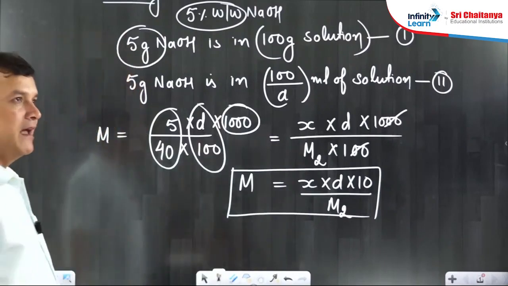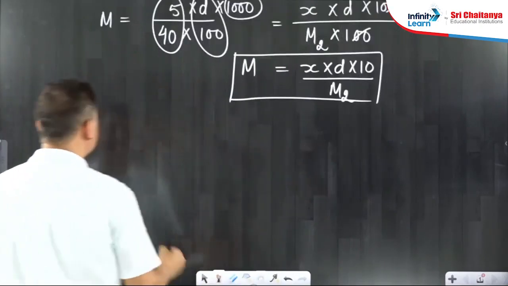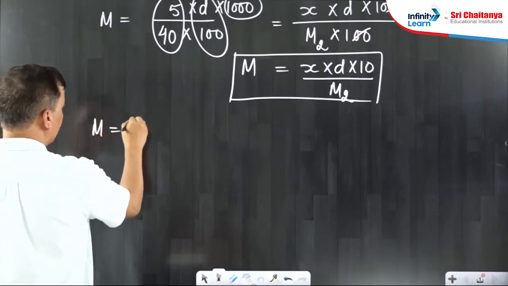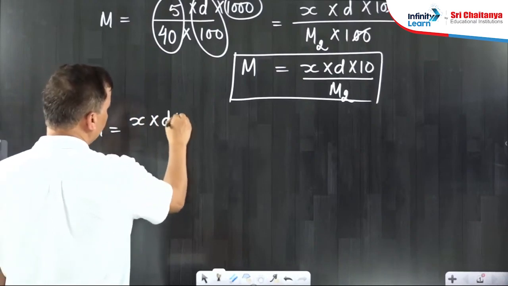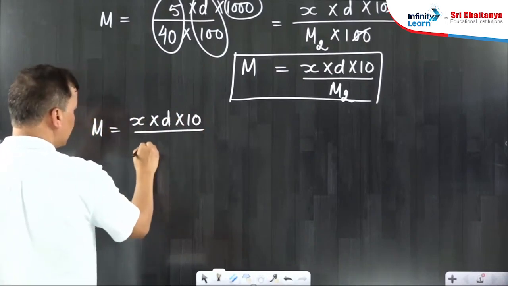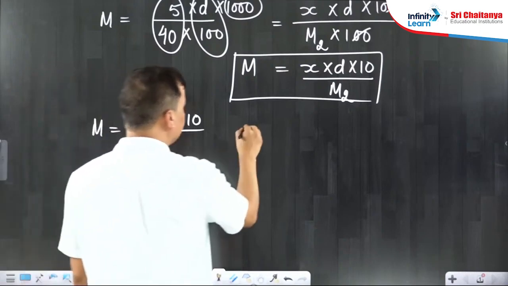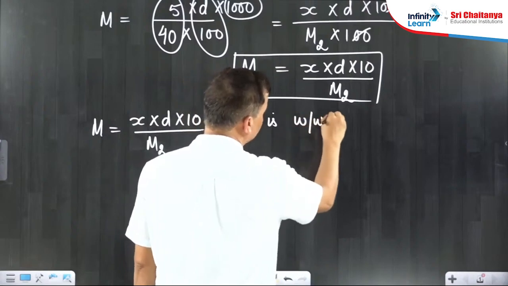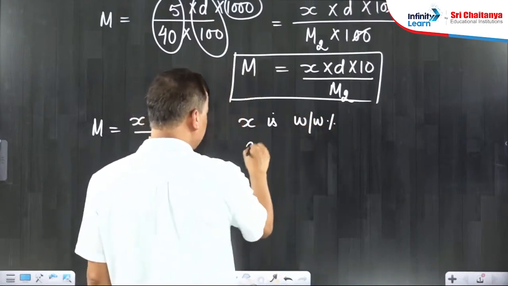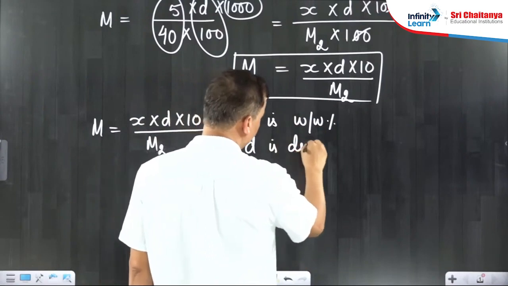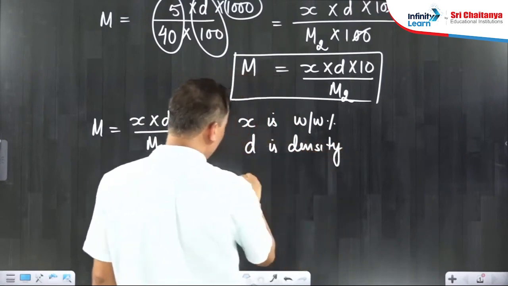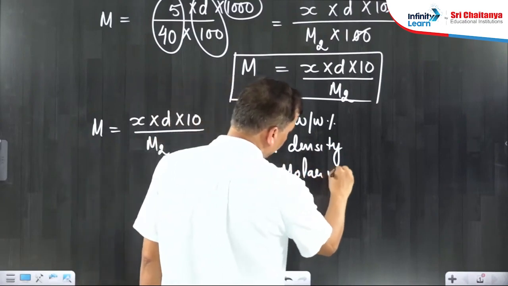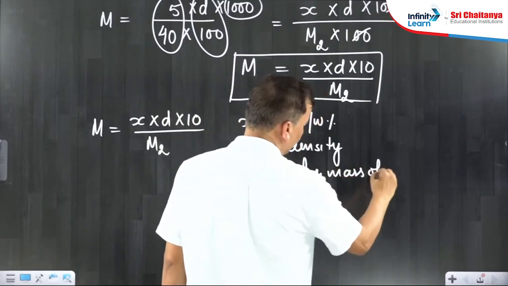No. I am quoting one example. I am writing here once again. You can write here the second definition of molarity is equal to what? X into D into 10 upon M2. X is weight by weight percentage of solution. D is density. M2 is what? That is molar mass of solute.